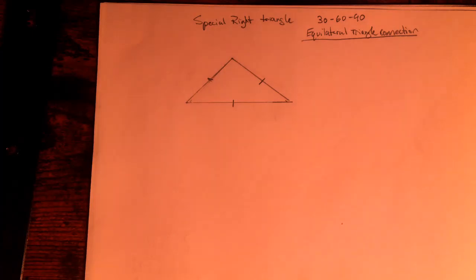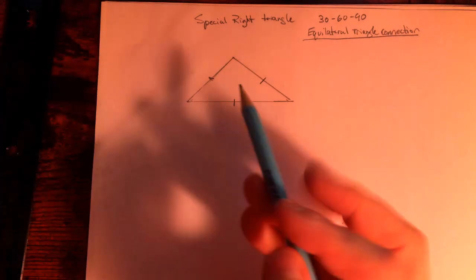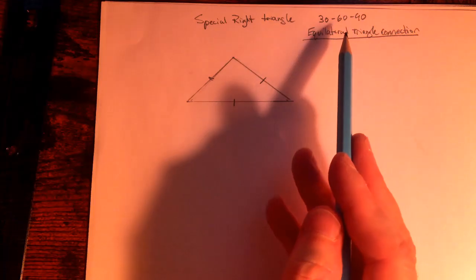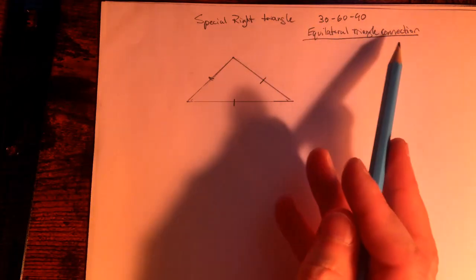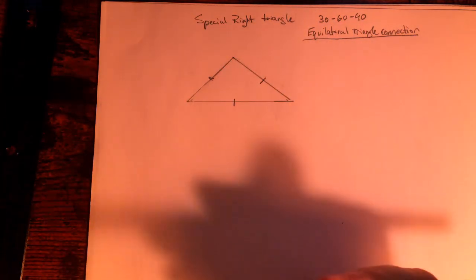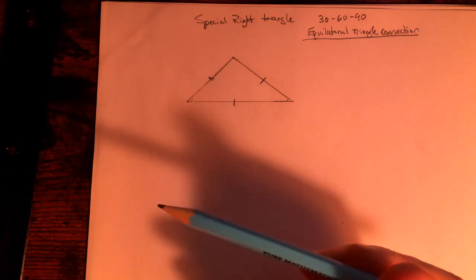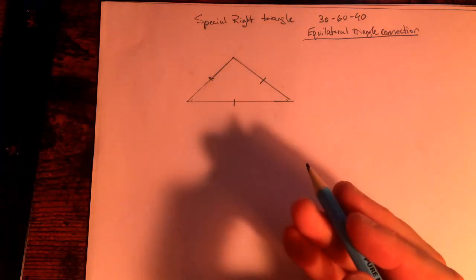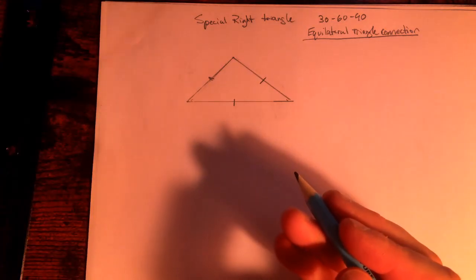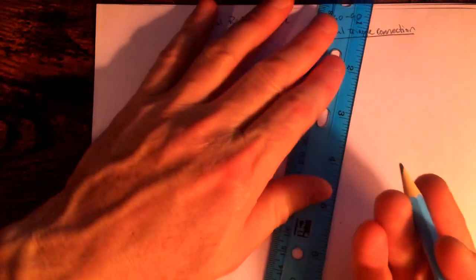Okay, so we're going to talk about the next kind of special right triangle, which is a 30, 60, 90 triangle, which comes from an equilateral triangle. And so I draw this equilateral triangle. The way to really think about it is to understand that I need to deal with a special right triangle.